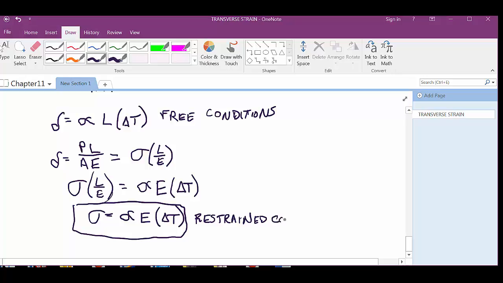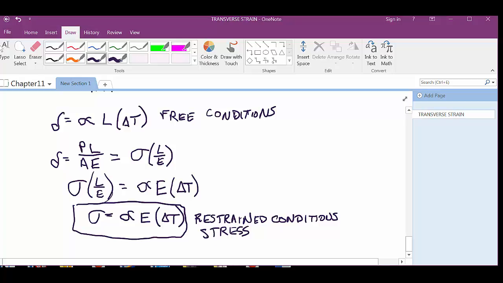In a restrained condition, you have to use that equation to find out what the stress is. Okay? So you would have to see how much essentially you're seeing how much it could move, potentially. Well, no, we're not. I shouldn't say that. But you're looking for the stress there.